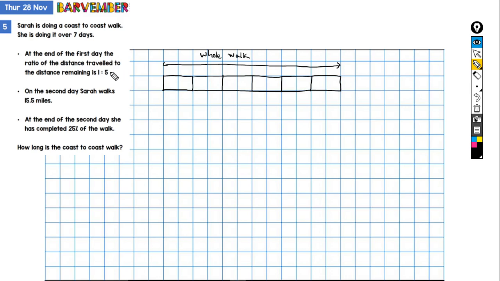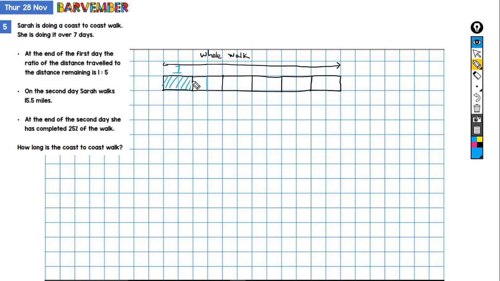So what are we told? At the end of the first day, the ratio of the distance travelled to the distance remaining is 1 to 5. So what happens on day 1? Well, this is how much Sarah walks on day 1. Okay, so far so good. On the second day, Sarah walks 15.5 miles. Well, I don't know how I could fill that in here so far, but we're then told at the end of the second day she's completed 25% of the walk. Okay, well 25% would take us to here, wouldn't it? All right, so all the way up to here.